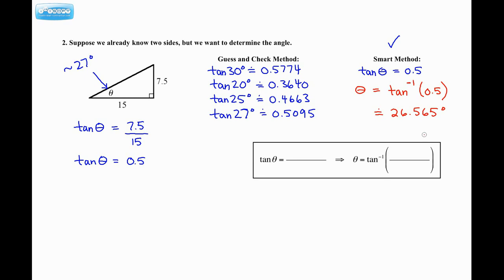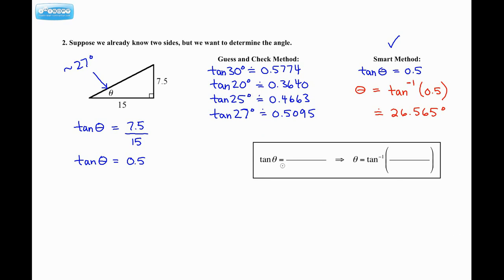But as you can see, well, this is close to 27, but I got this so much faster. It's much more accurate. So please, in the future, don't do guess and check. Okay? We're going to use this inverse operation.